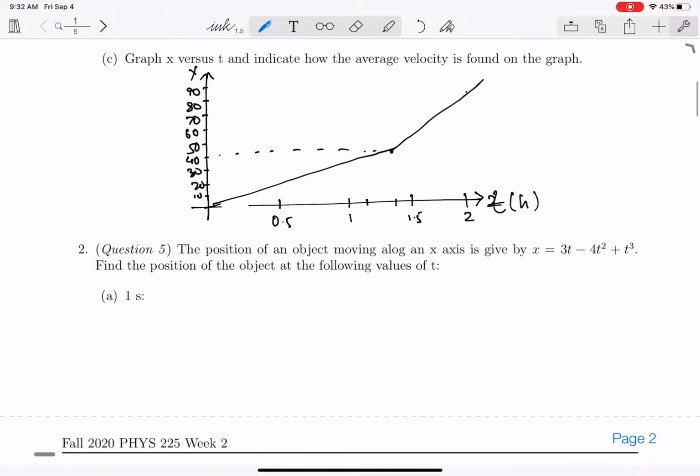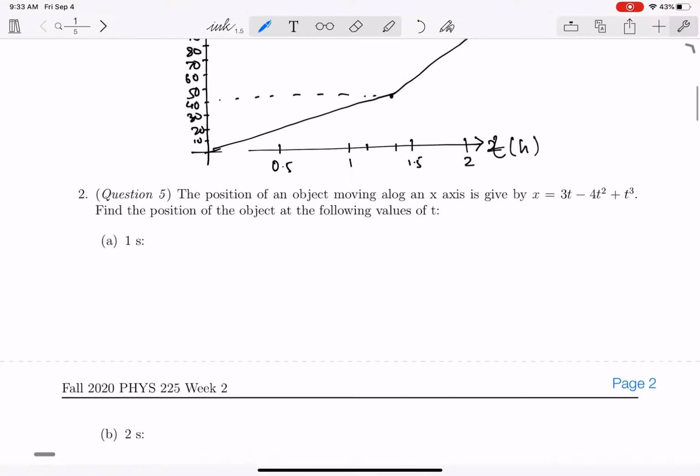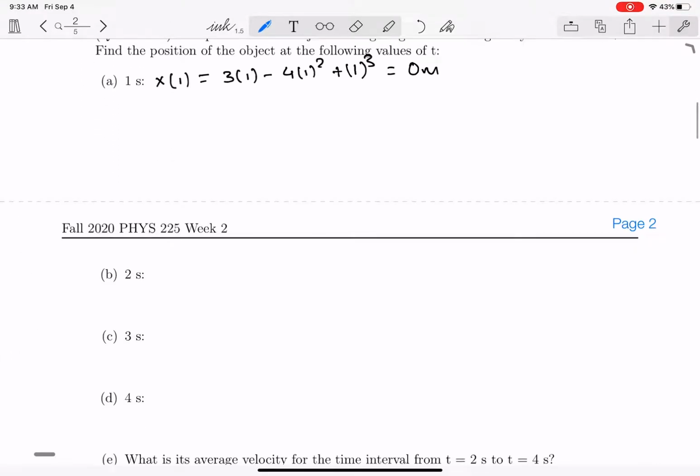All right, question number 2. The position of an object moving along the x-axis is given by x equals 3t minus 4t squared plus t cubed. Find the position at time equals 1. The function of x is with respect to time. So x1 is 3 times 1 minus 4 times 1 squared plus 1 cubed. That'll give 0 meters.